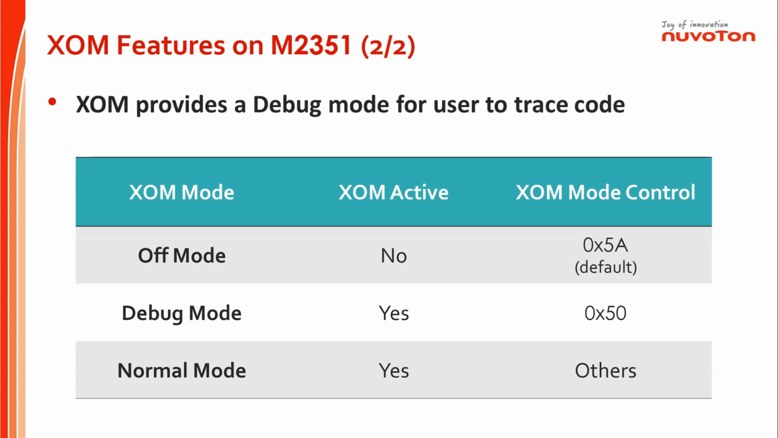There are 3 XOM control modes: off mode, debug mode, and normal mode. When the XOM region is in normal mode, ICE cannot be used for single-step debugging. The M2351 offers XOM debug mode in particular, allowing developers to single-step debug in the XOM region. More importantly, the code in the XOM region will not be displayed in the compiler's window during debugging. This feature will make debugging in the XOM region safer.